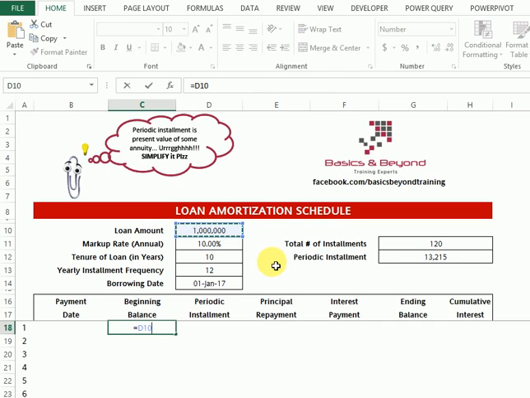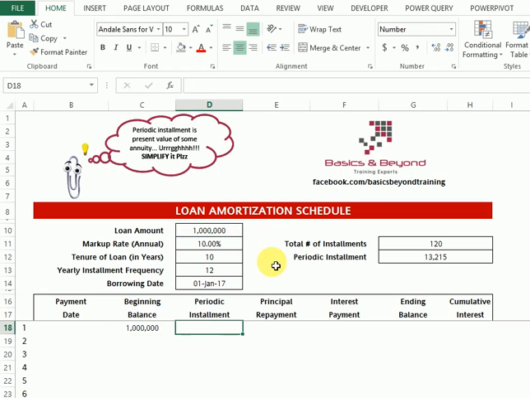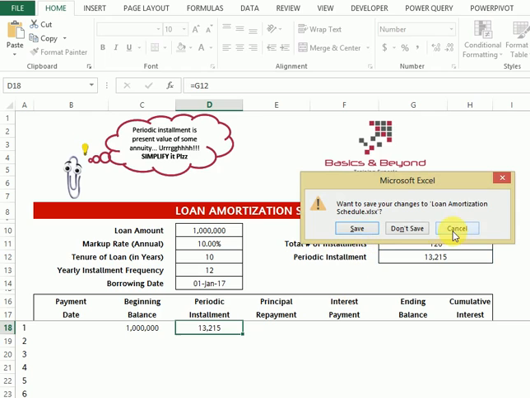Now just, is equals to the beginning amount of this balance. At the first installment payment, it will be the borrowed amount. The periodic installment is 13,215. Just make it a fixed reference, an absolute reference.